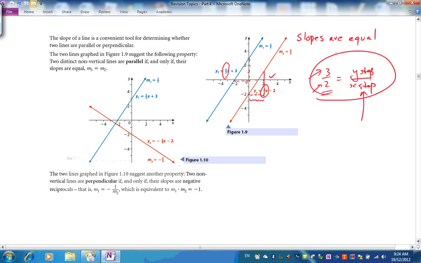Over here now I notice they haven't actually proven this property of perpendicular lines. Perpendicular lines have the property that the product of their slopes is -1. As a consequence of that, one gradient or slope is minus the reciprocal of the other. So if this line has a slope of 3 over 2, the perpendicular line has a slope of -2/3.